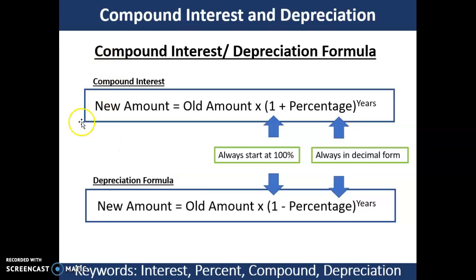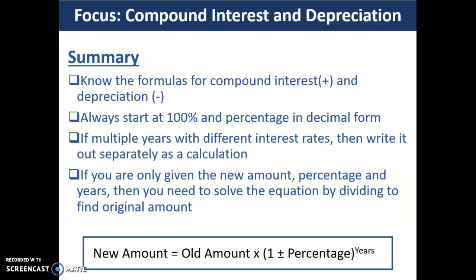So, these are the equations, and as a final summary, my thing is, just know your formulas. It's the same formula. The only thing is either it's going to be a plus or a minus. Always start at 100%, and make sure that this is in decimal form, like 1 and 100%, they're exactly the same thing. If it's multiple years with different interest rates, then write it out separately as a calculation. It just might help, but that's entirely up to you. And sometimes you might need to go backwards, so you might need to use divide.